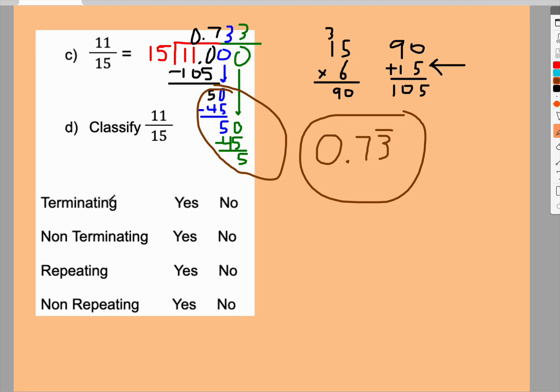Like that. Is this terminating? No. It keeps going. So it's non-terminating. Is it repeating? Yes. That 3 repeats. Non-repeating? No. All right? So work from that. You got this.